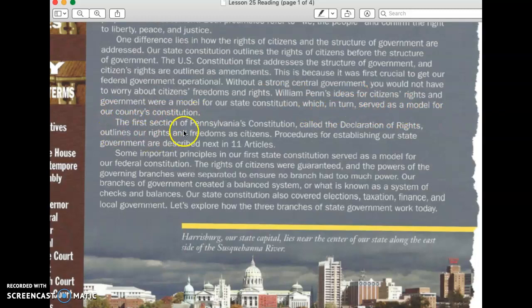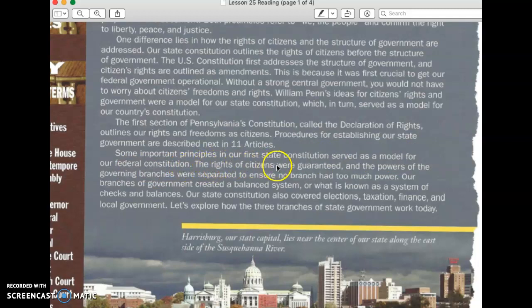The first section of Pennsylvania's Constitution, called the Declaration of Rights, outlines our rights and freedoms as citizens. Procedures for establishing our state government are described next in 11 articles. Some important principles in our first state constitution served as a model for our federal constitution.